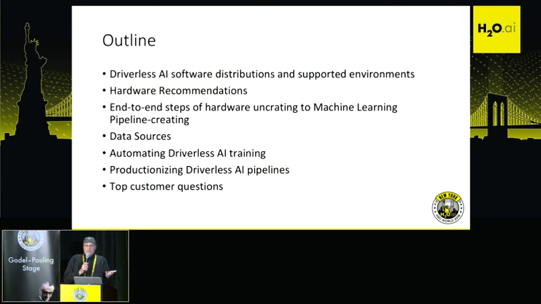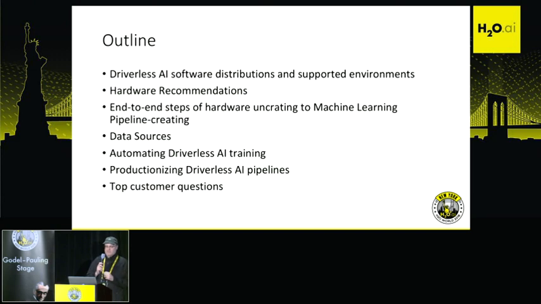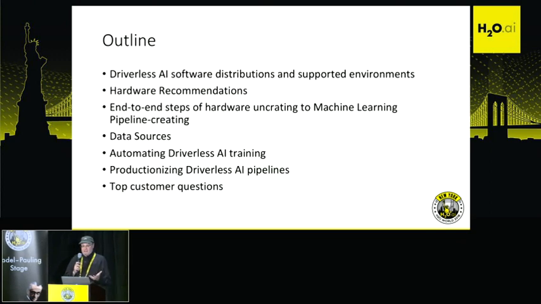So I'm going to talk about the supported environments, the software distributions that are available, the different forms that the software comes in. Hardware recommendations, we get that asked a lot. The end-to-end steps of uncrating a brand new machine, what that looked like, and how we got Driverless AI onto it. Data sources that Driverless AI can read from. How to automate the training process, which is a popular one. Once you get some hands-on experience with the UI, then people want to be able to go and automate that. And then to productionize pipelines from Driverless AI, what are the options there? And then finally, the top questions.